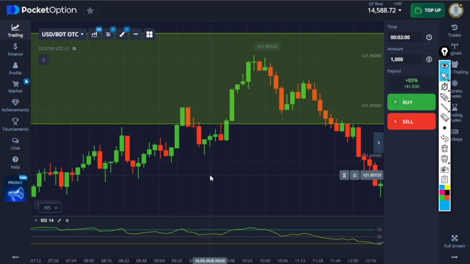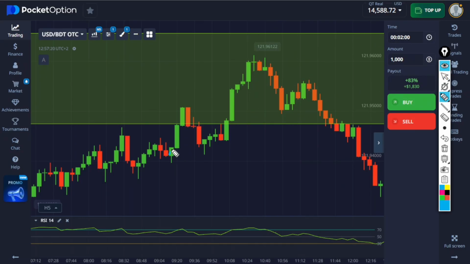But let's just say realistically you decided, nah, I'm not going to take the trade because the price didn't push deeper into the zone. Let's see if we can find another opportunity.